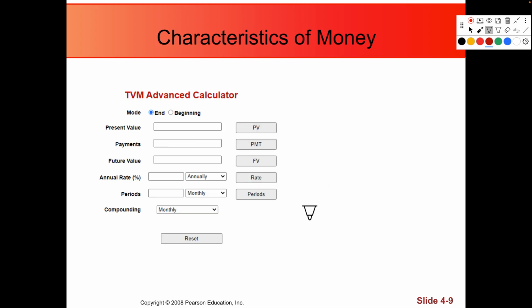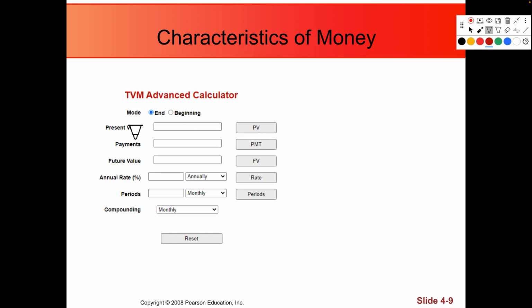And so for that, we need a special TVM advanced calculator. It has compounding in it. And you'll notice down here, compounding. So they tell you how often it gets compounded, all that stuff. What we're going to be doing is, notice there's all these boxes. There's something called a present value.